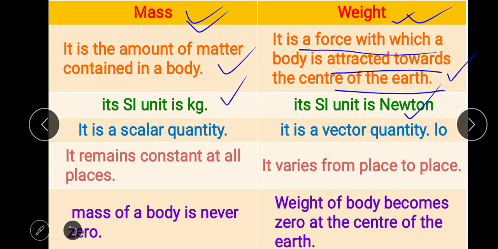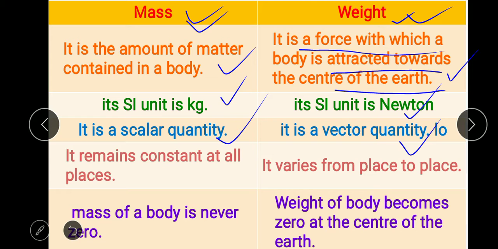When we are talking about mass, the amount of matter, to explain it we don't need any direction, only magnitude is enough. So mass is a scalar quantity, whereas weight is a force, and this force is always directed towards the center of the earth, and this is the reason why it has direction. So weight is a vector quantity, students.